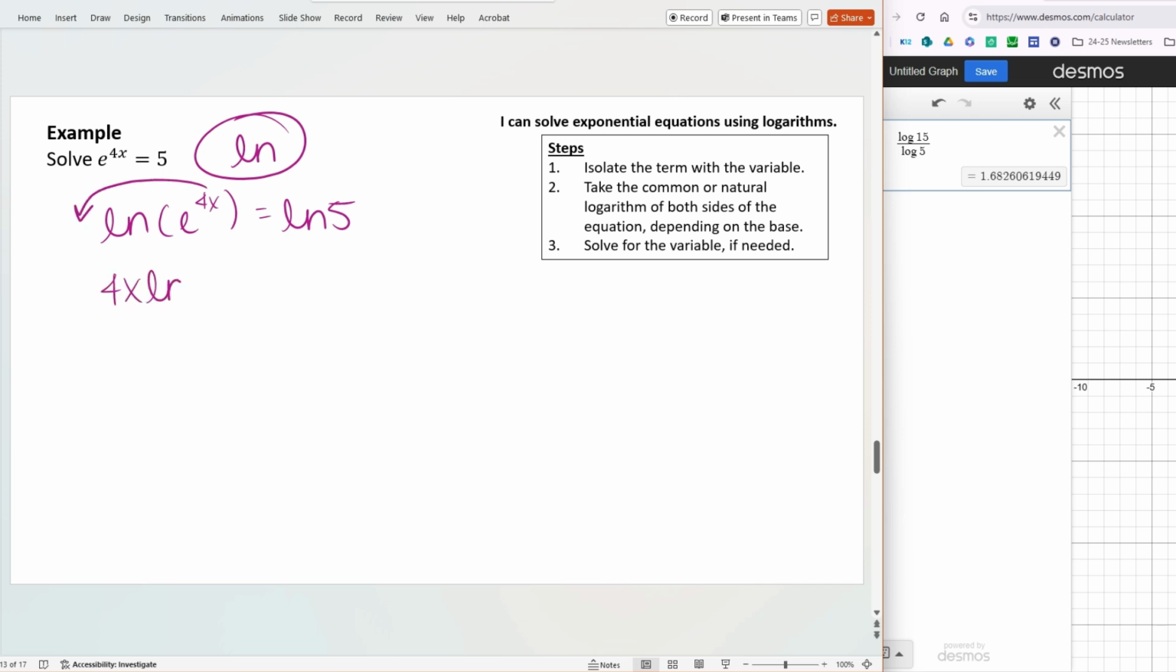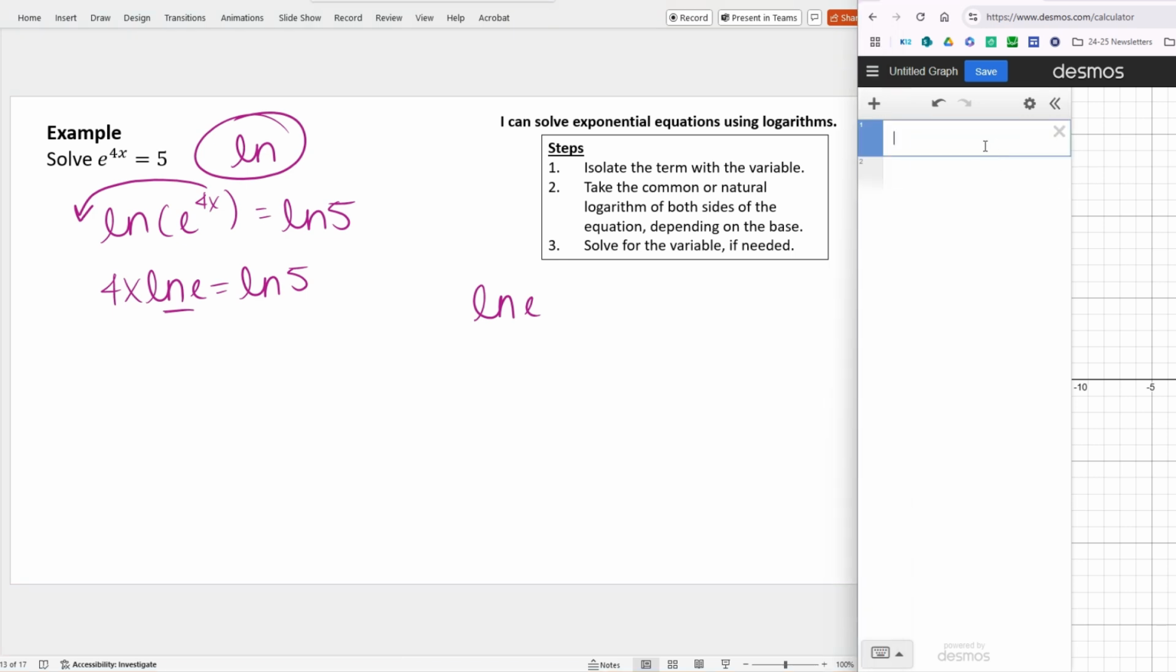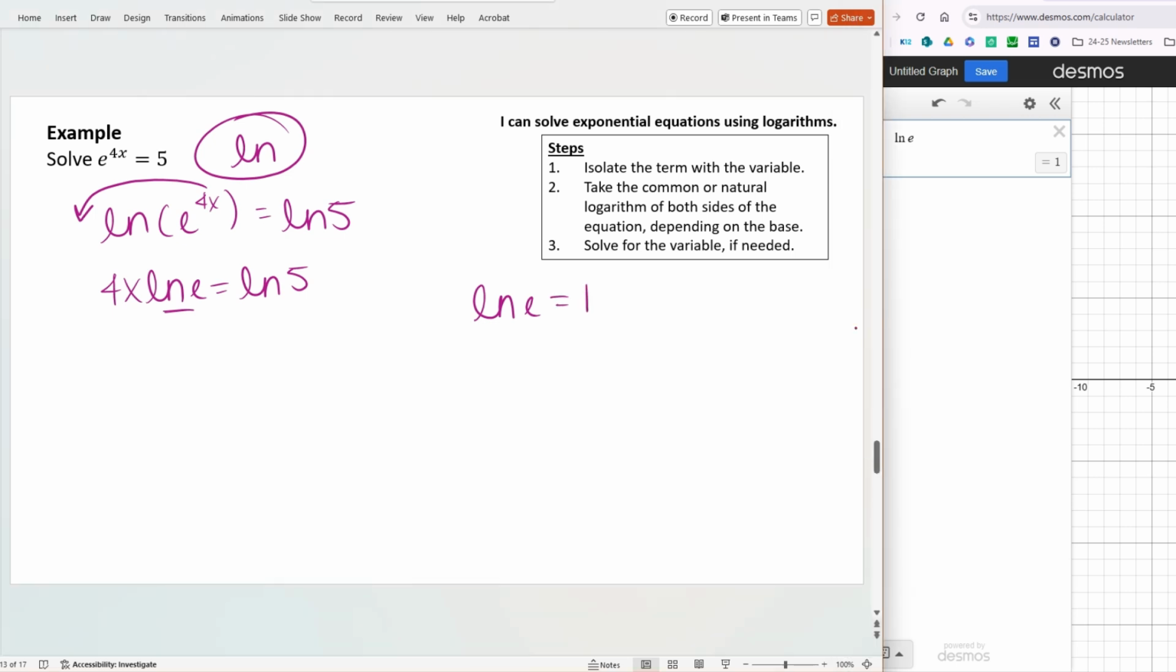So we have 4x times the natural log of e is equal to the natural log of 5, okay? Let's think about what the natural log of e is. If we do natural log of e, and if you want to actually try this on your calculator, you can do that. You can do natural log e, and it tells you that's equal to 1, okay? Let's think about why this is equal to 1. The natural log of e is equal to 1 because the natural log is actually the log base e, right? So we're saying what is the log base e of e? Why is that equal to 1?